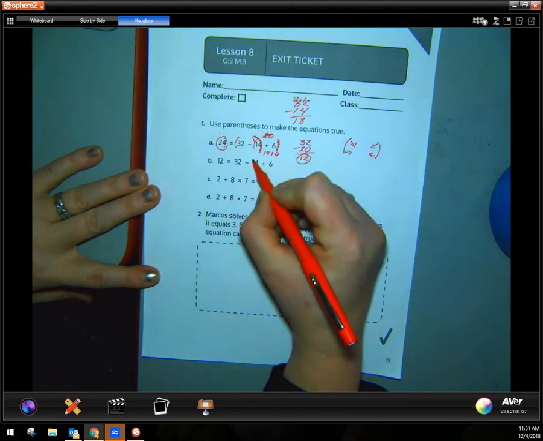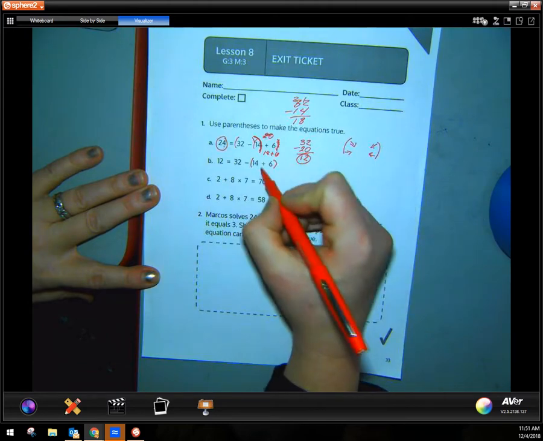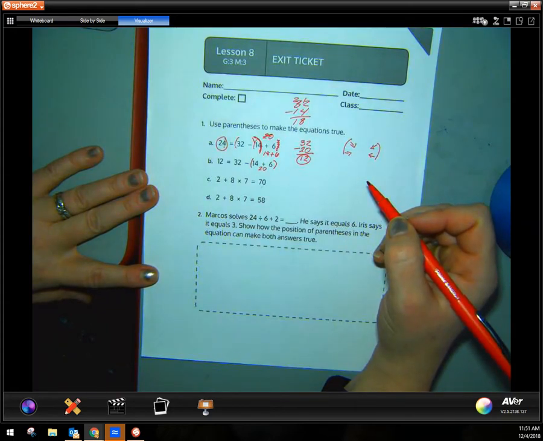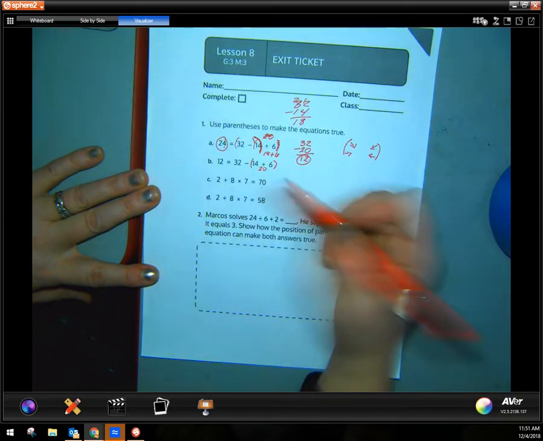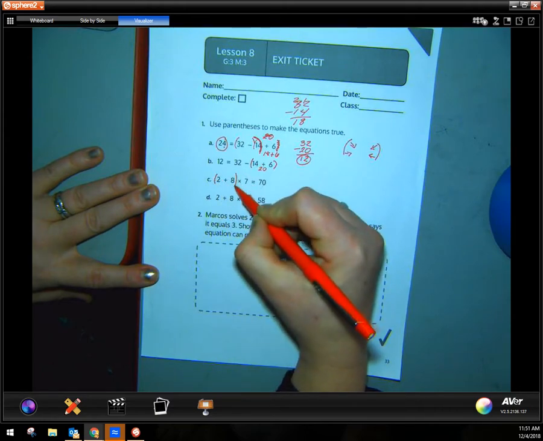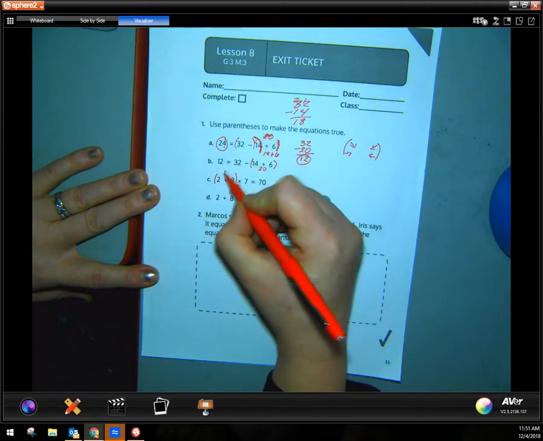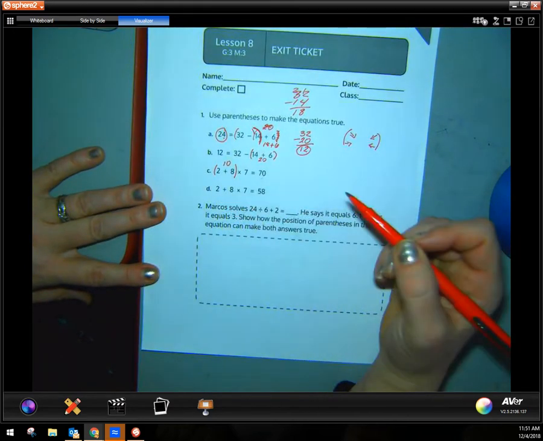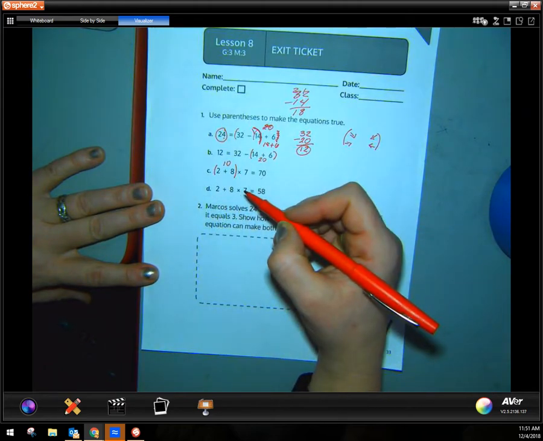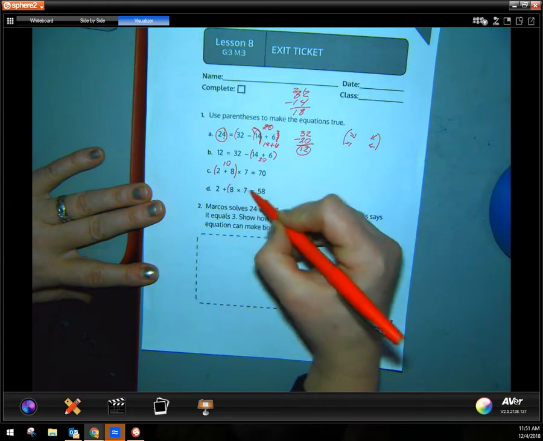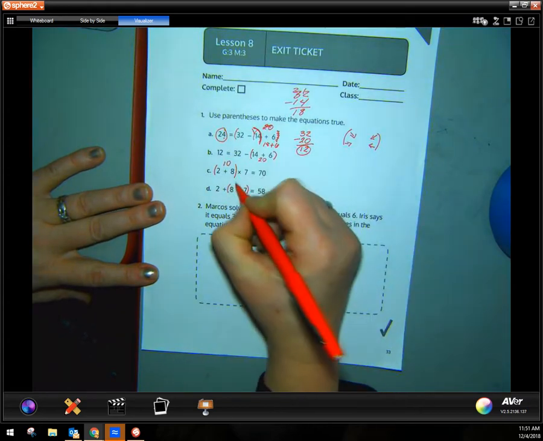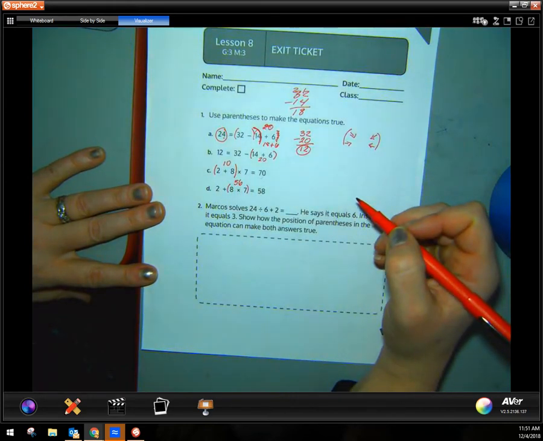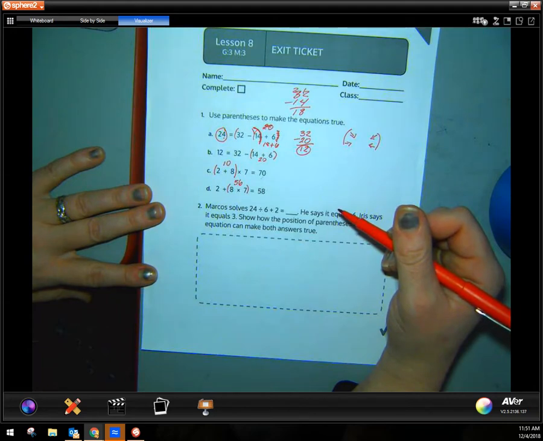Okay, I'm going to put the parentheses right here because 14 plus 6 is 20 and 32 minus 20 is 12. So that's the correct placement for the parentheses there. This one, the parentheses go right here because I'm going to add 8 plus 2 is 10, and then 10 times 7 equals 70. This one, I am going to put the parentheses right here because 8 times 7 is 56, and if I add 2, I get 58. So that is where the parentheses go in those problems.